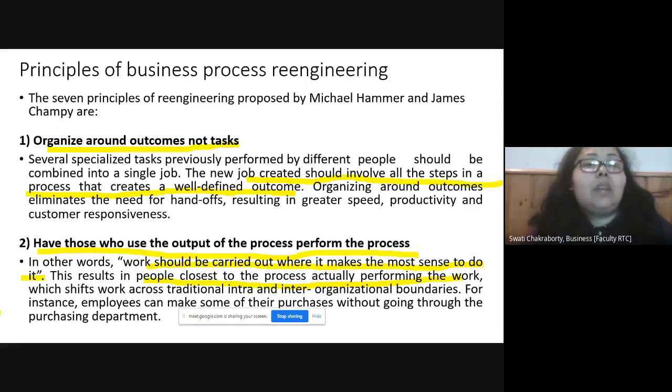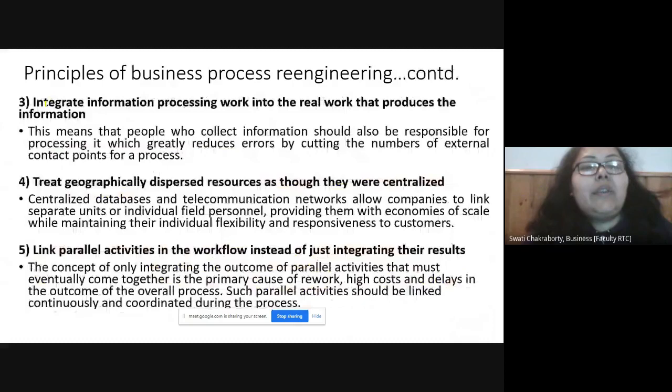Third comes up is where we talk of integrating information processing work into the real work that produces the information. So in other words, it means that people who are responsible for collecting all the information should also be responsible for processing it. Why? To ensure that the data that you have is correctly processed. Data does not get lost.